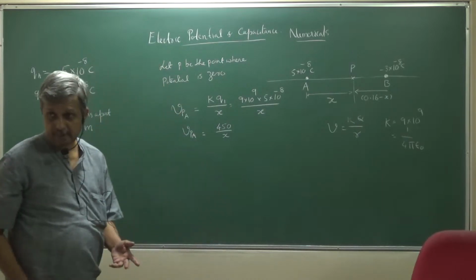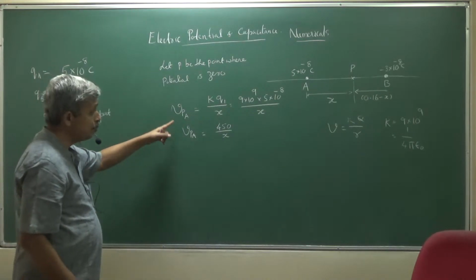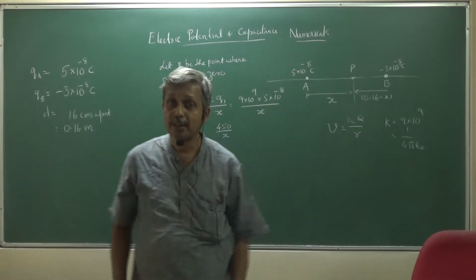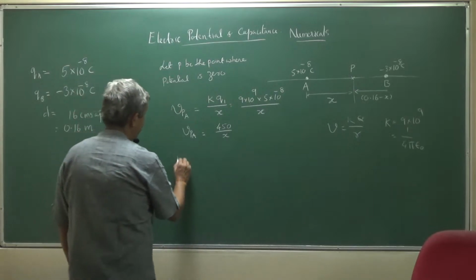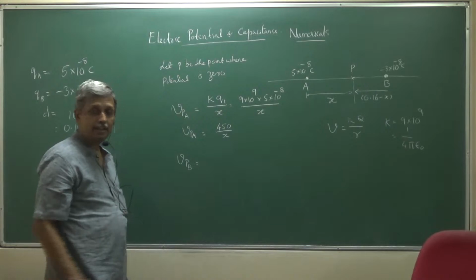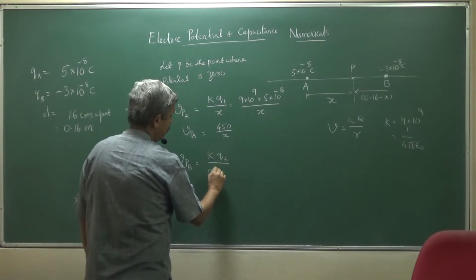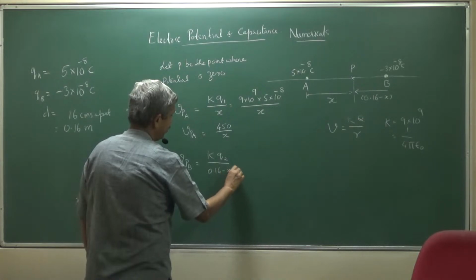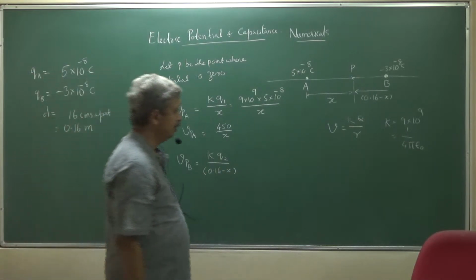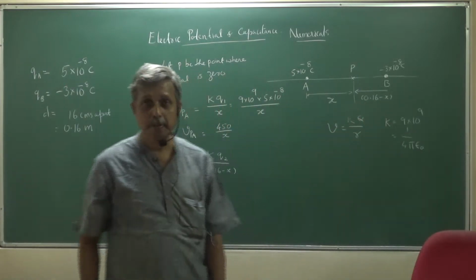The next thing that we are going to do is calculate the potential at this point P due to charge B. Potential at that point due to B, that is nothing but VPB, is equal to KQ2 divided by 0.16 minus x. Correct? So this is the distance. Distance is 0.16 minus x.